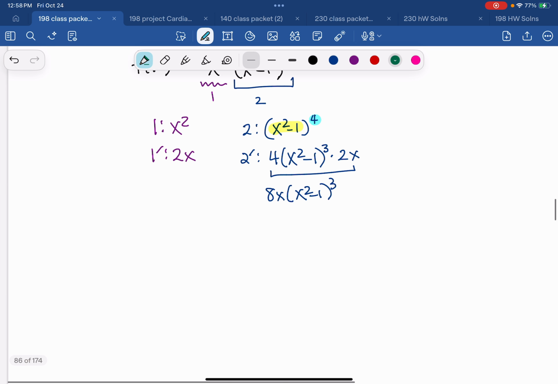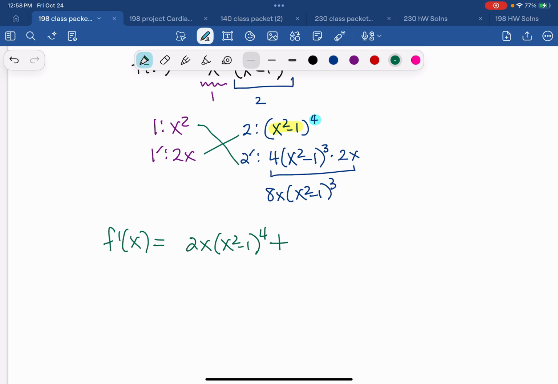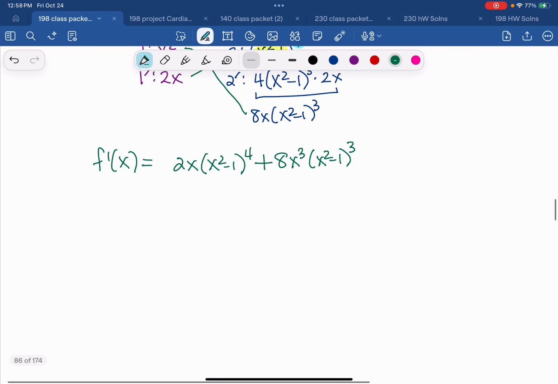Now that I've got everything set up, I can go ahead and put this all back together using my product rule. So f prime of x is going to be equal to 1 prime 2, which is 2x times x squared minus 1 to the 4th, plus these two multiplied together. That's going to give me 8x cubed times x squared minus 1 to the 3rd. Now, if I want to make this pretty, I can go ahead and factor some things out. So I've got 2x and 8x cubed. And I've got the x squared minus 1s.